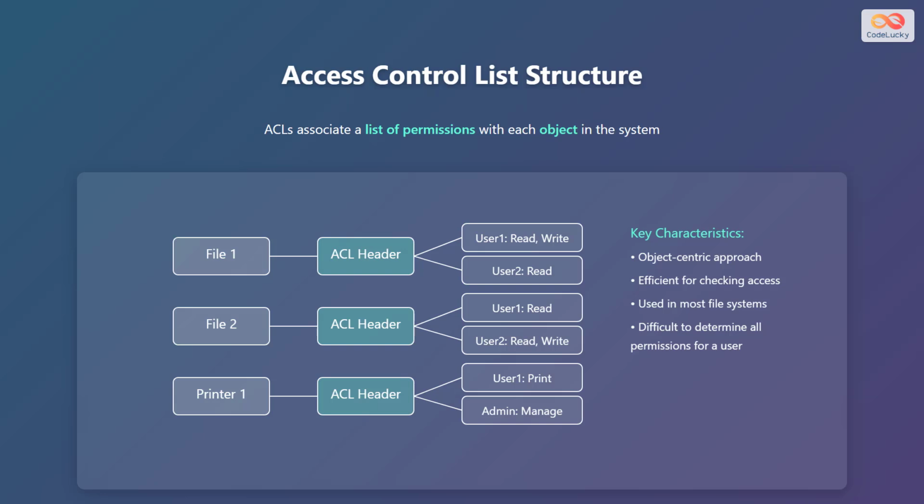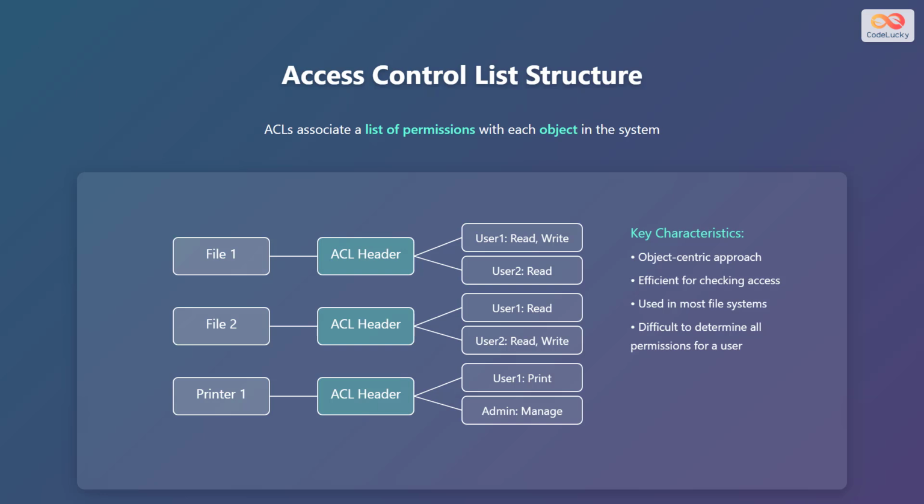Let's take a closer look at the access control list structure. Access control lists associate a list of permissions with each object in the system. Each file has an ACL header with a list of users and their associated permissions. File 1 has an ACL header with entries for user 1, with read and write permissions, and user 2 with read permission. File 2 has an ACL header with entries for user 1, with read permissions, and user 2 with read and write permissions. Printer 1 has an ACL header with entries for user 1, with print permission, and admin with manage permissions.